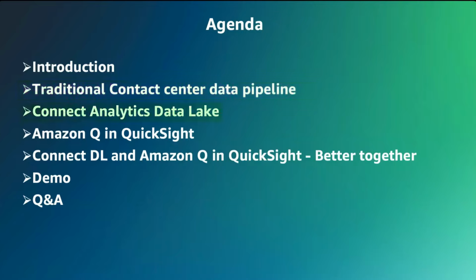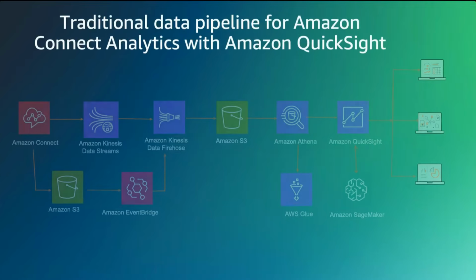And then we will see a newly released feature in Connect called Analytics Data Lake. And then we'll see high-level features of Amazon Q in QuickSight. And then we will see how those two can be put together for an improved modern architecture to get the Connect analytics for your end users. And then we'll have a quick demo of what we covered.